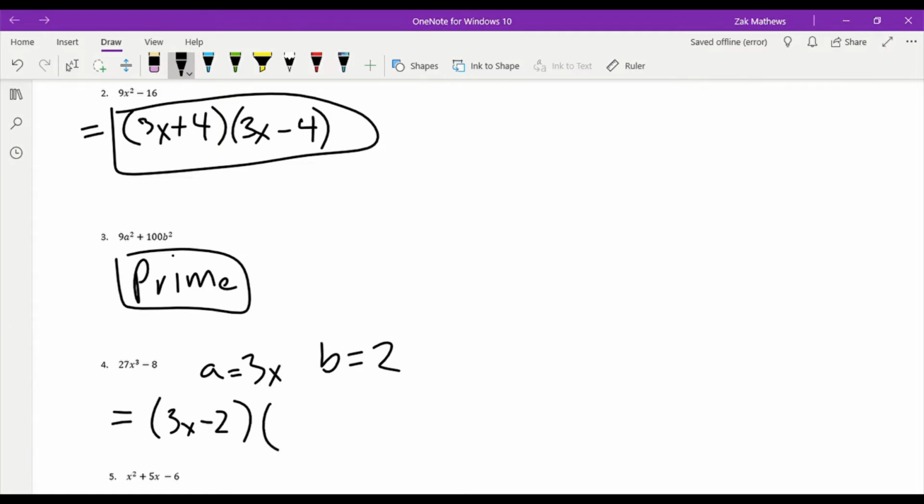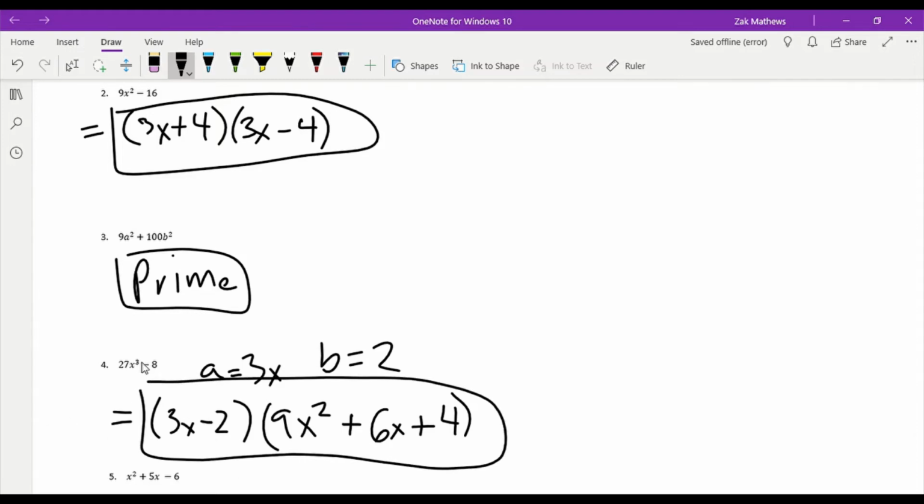And then we take our a and we square it. So if we square the 3x, we get a 9x squared. Then we use the opposite sign of whatever we did before, so now it's going to be a plus. We multiply the a and the b, so 3x times 2 is 6x. And then we always use a positive. We square our b, which will be 4. And that's it. That's our answer.